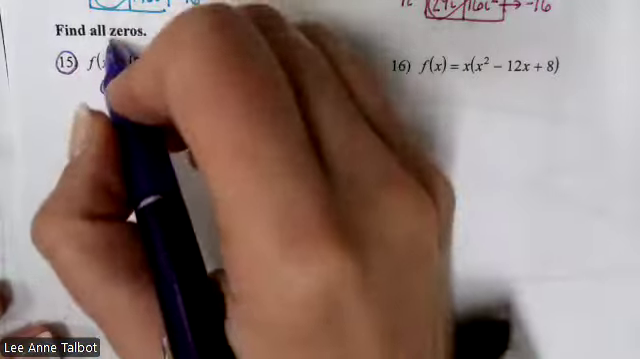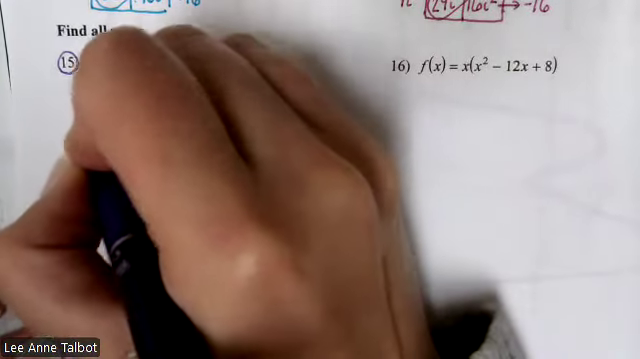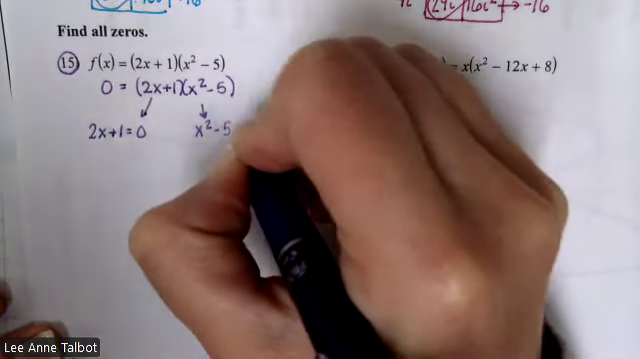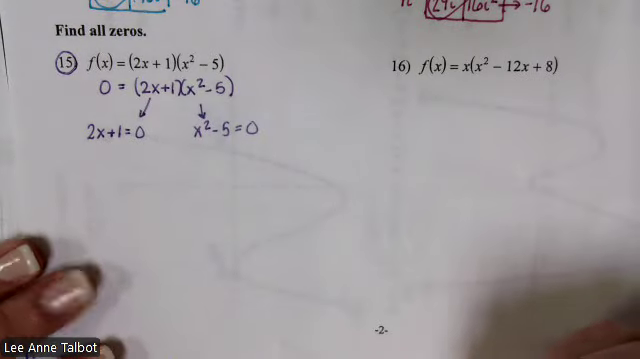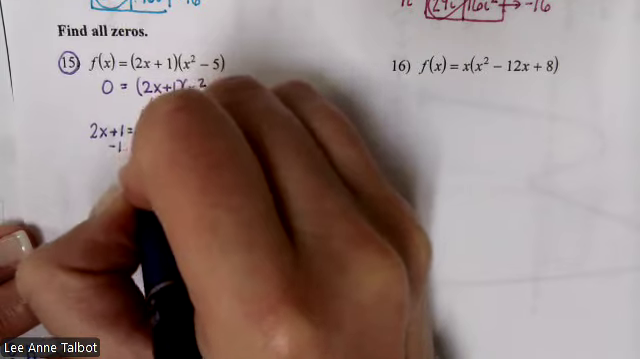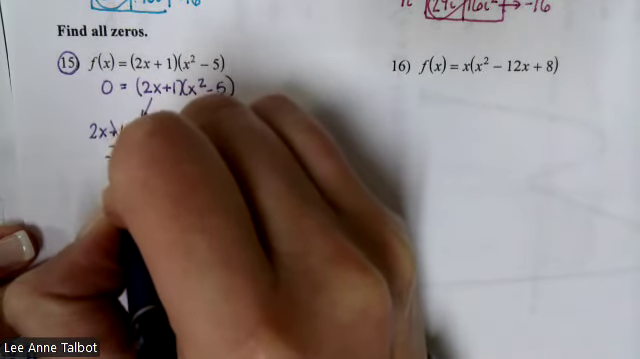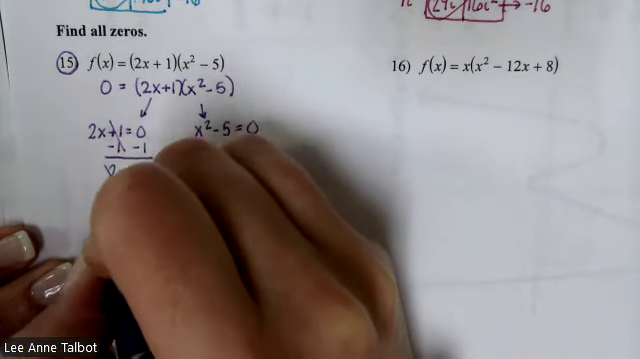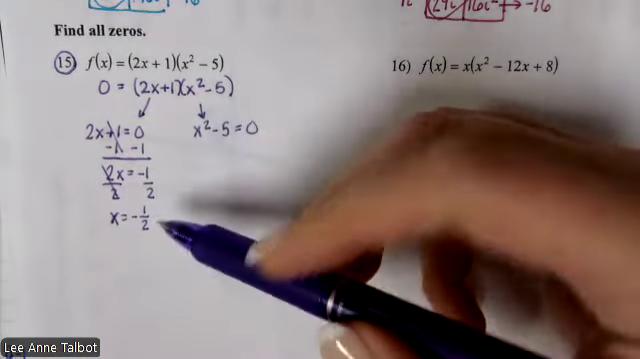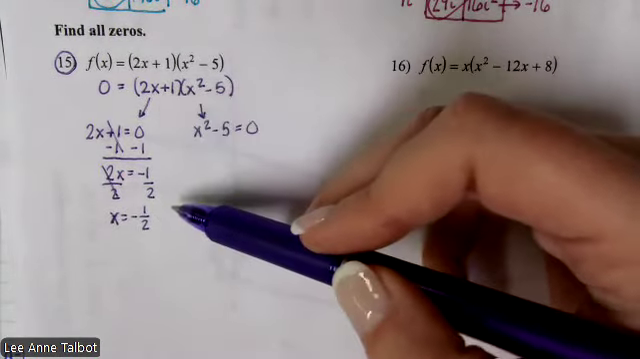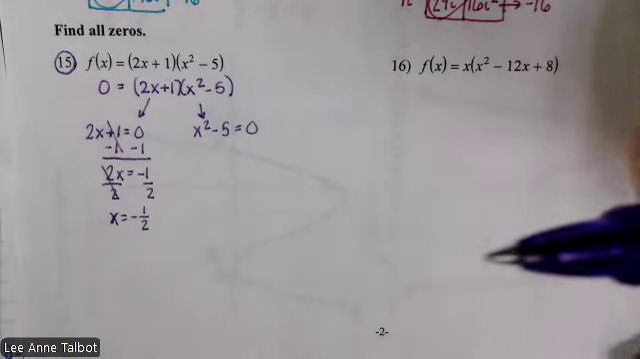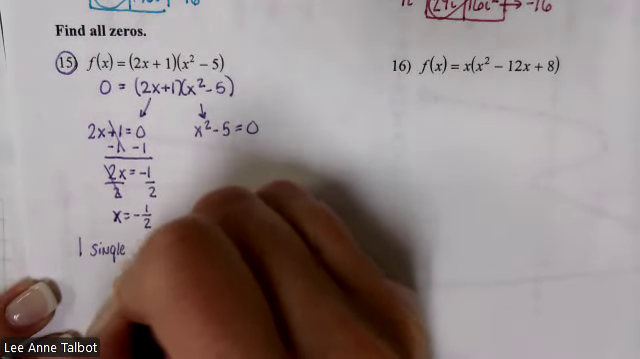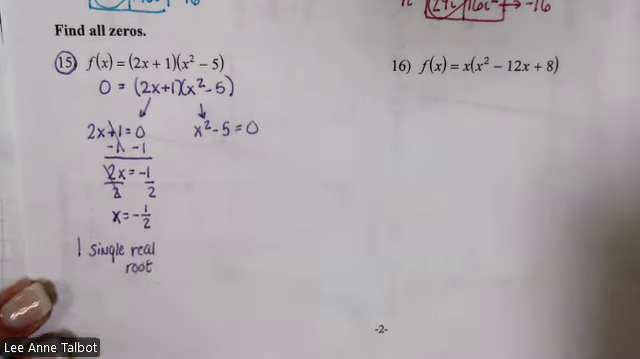So I set it equal to 0 because it says find all zeros. And then zero product property. I bet you half of the class at least can look at this and go directly to -1/2 without showing any work, and that's totally okay with me. But this would be one single real root.